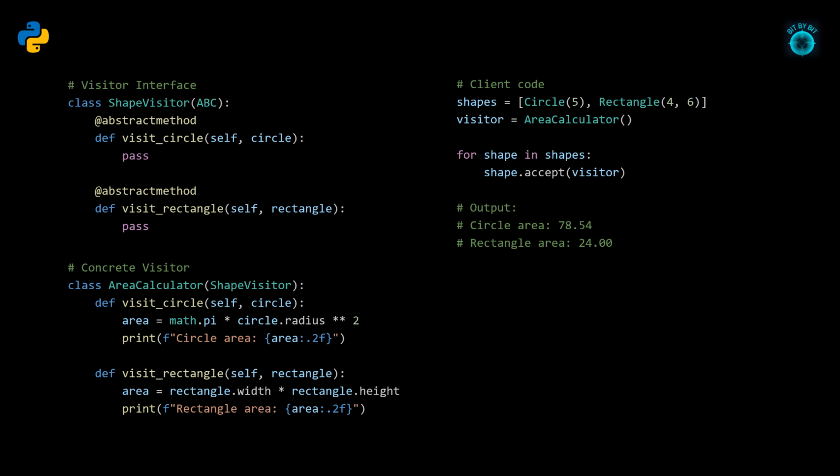In the client code, we create a list of shape objects and one visitor object. For each shape, we call its accept method, which delegates the operation to the visitor. Notice how the area calculation logic is completely decoupled from the shape classes themselves. This makes it easy to add new operations like drawing or exporting without touching the original shape definitions. The visitor pattern is a great fit when you need to perform many operations on objects in a class hierarchy without changing those classes.